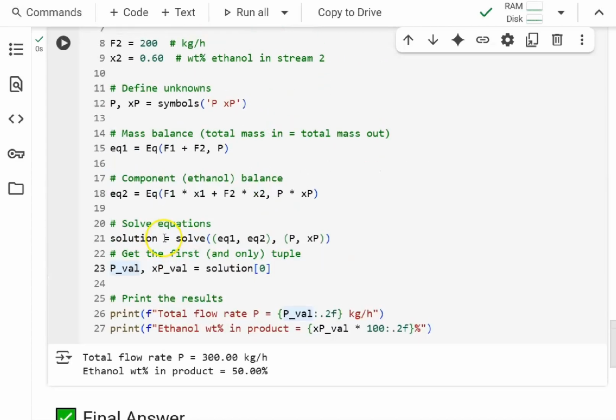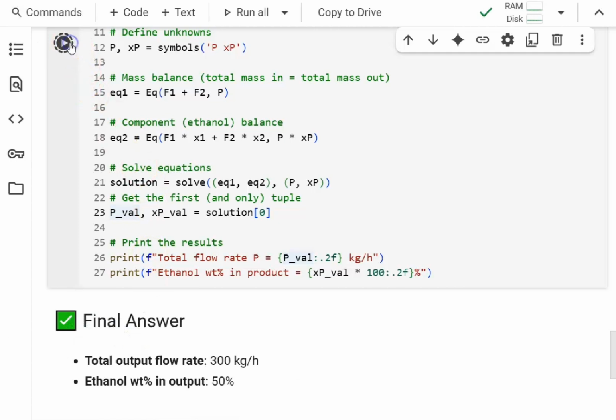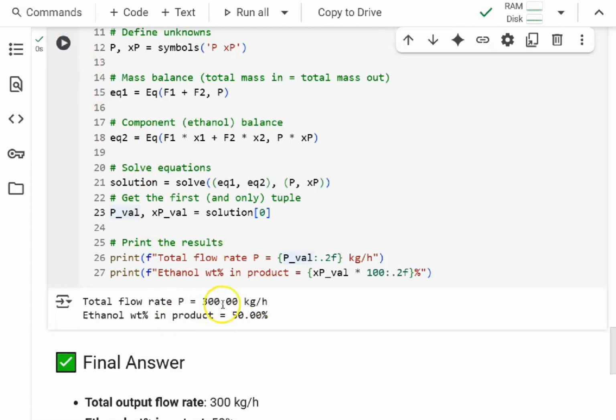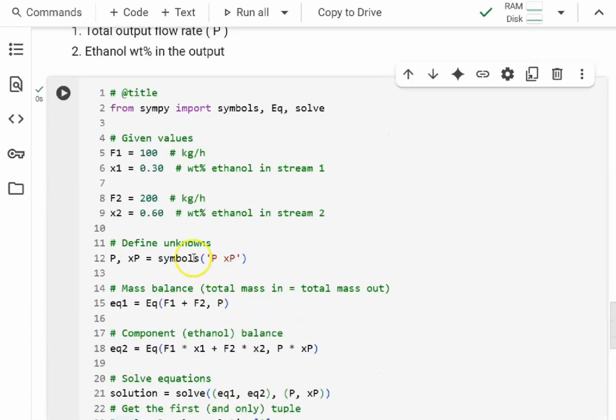Now I run that. Already it is there, so let me clear the output and run it again. We get the total flow rate P of 300 kg per hour and ethanol weight percent in the product of 50%. So the final answer is a total output flow rate of 300 kg per hour and an ethanol weight percent in the output of 50%. Now we can change the values here.